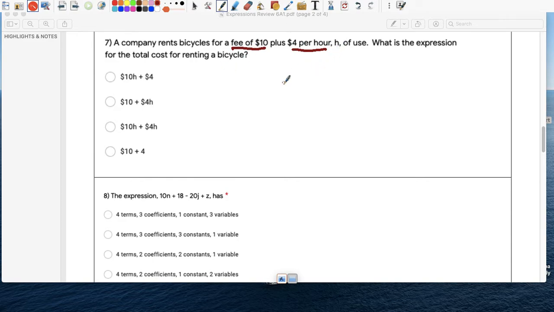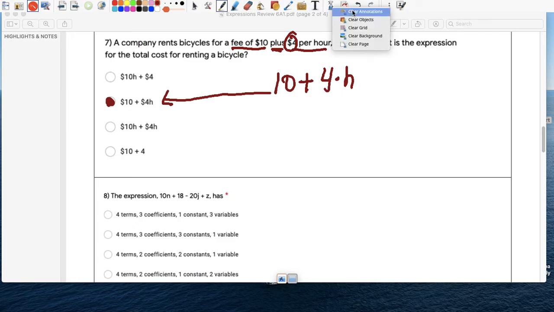So vamos a rentar una bici. So we're gonna pay $10 first. Primero we pay $10 plus, aquí está el plus, 4 per hour. And which one is this? This one is letter B, right here.